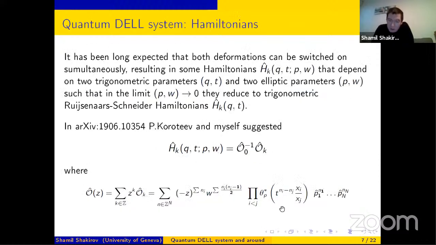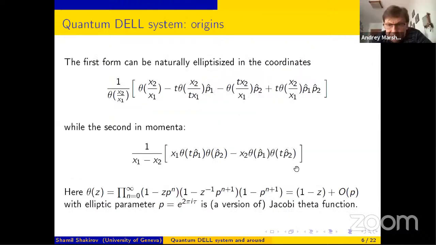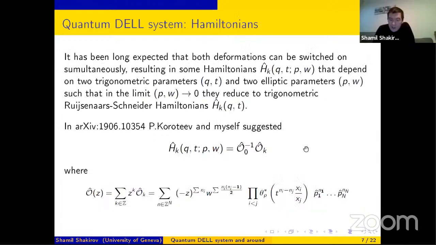If p goes to 0, this is going to be a dual model. It's a new integrable system, which is elliptic in the momenta and trigonometric in the coordinates. It's not elliptic Ruijsenaars because elliptic Ruijsenaars, as we have seen, is elliptic in the coordinates and trigonometric in the momenta.